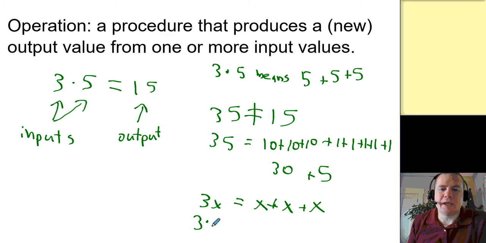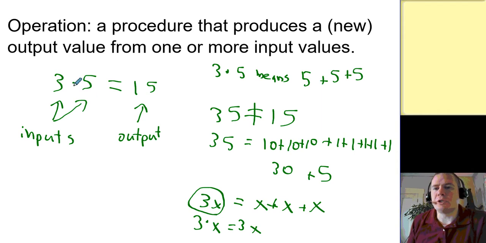3 times x means the same thing. So we would call this the simplified version of the same expression. And so every operation has its own symbol. And recognizing what operations are being used in our problem and the relationships between those operations, that's going to be our key to making sense of all of our expressions and equations this semester and moving forward.